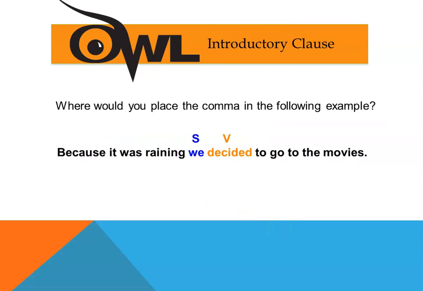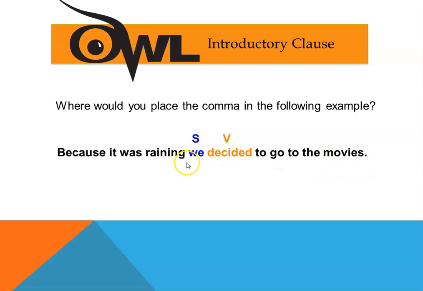So where do you think you would place the comma in this sentence? Because it was raining, we decided to go to the movies. And notice that there's a natural pause there where the comma goes. Correct, it goes after raining. So this is the dependent clause. Because it was raining, we decided to go to the movies.